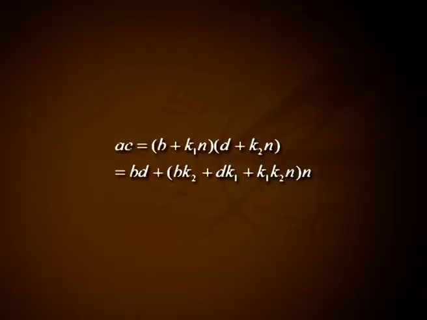As regards the second assertion of property D, note that ac = (b + k1·n)(d + k2·n) = bd + (bk2 + dk1 + k1k2n)n, because bk2 + dk1 + k1k2n is an integer. This says that ac - bd is divisible by n, and hence ac ≡ bd mod n. The proof of property E is covered by D and the fact that c ≡ c mod n.